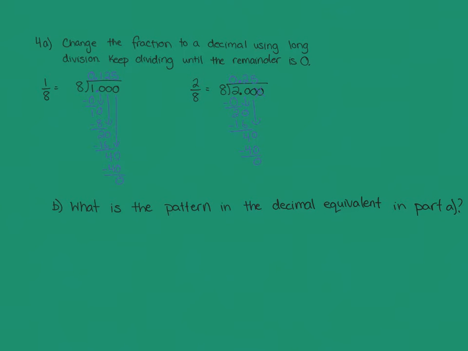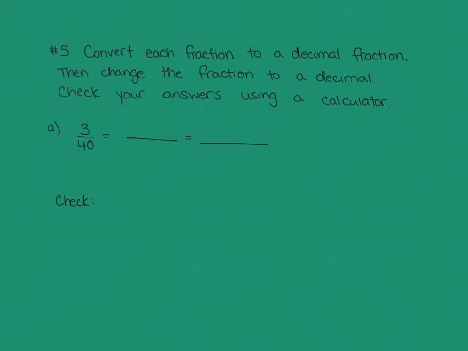Part B asks you to find what the pattern is in the decimal equivalents in Part A. We're just going to see if there's a pattern between the first two. You'll have to confirm that by finding the third one. So, what is the pattern between 0.125 and 0.25? Well, if we look at this, you might notice that we can include a 0 there. It's the same number. And 125, when you double it, becomes 250. So, in theory, it should go up by 0.125 each time.